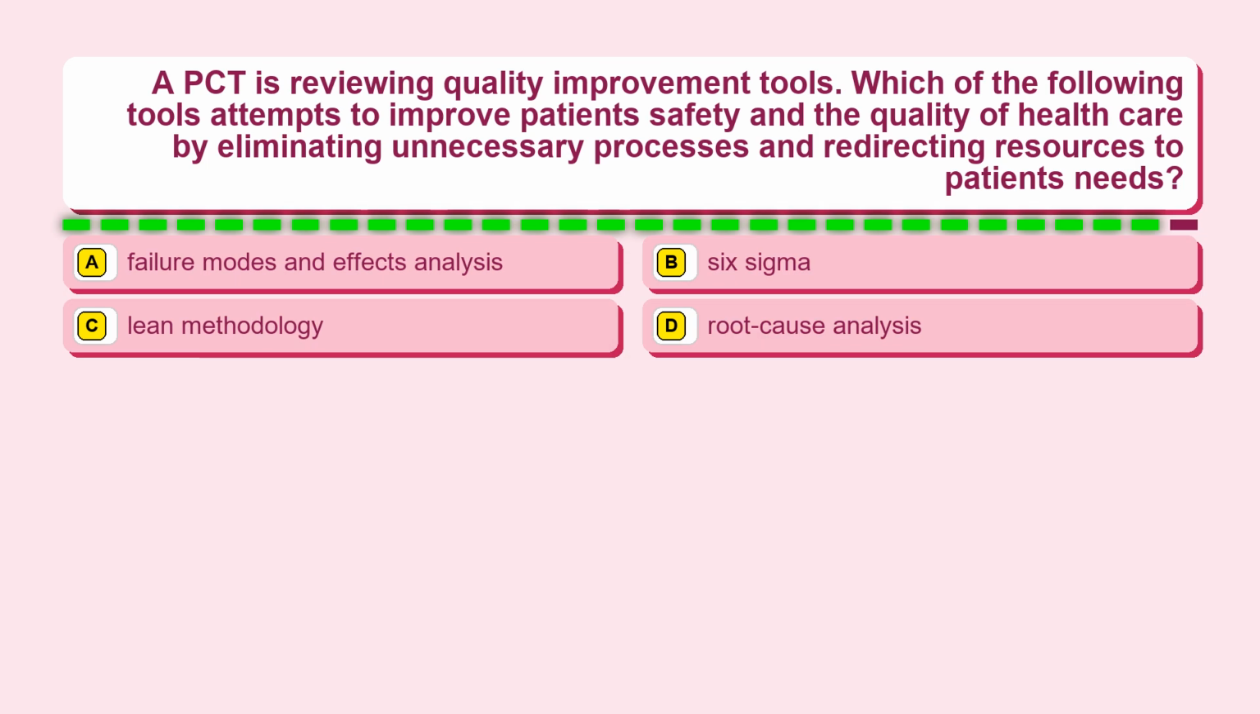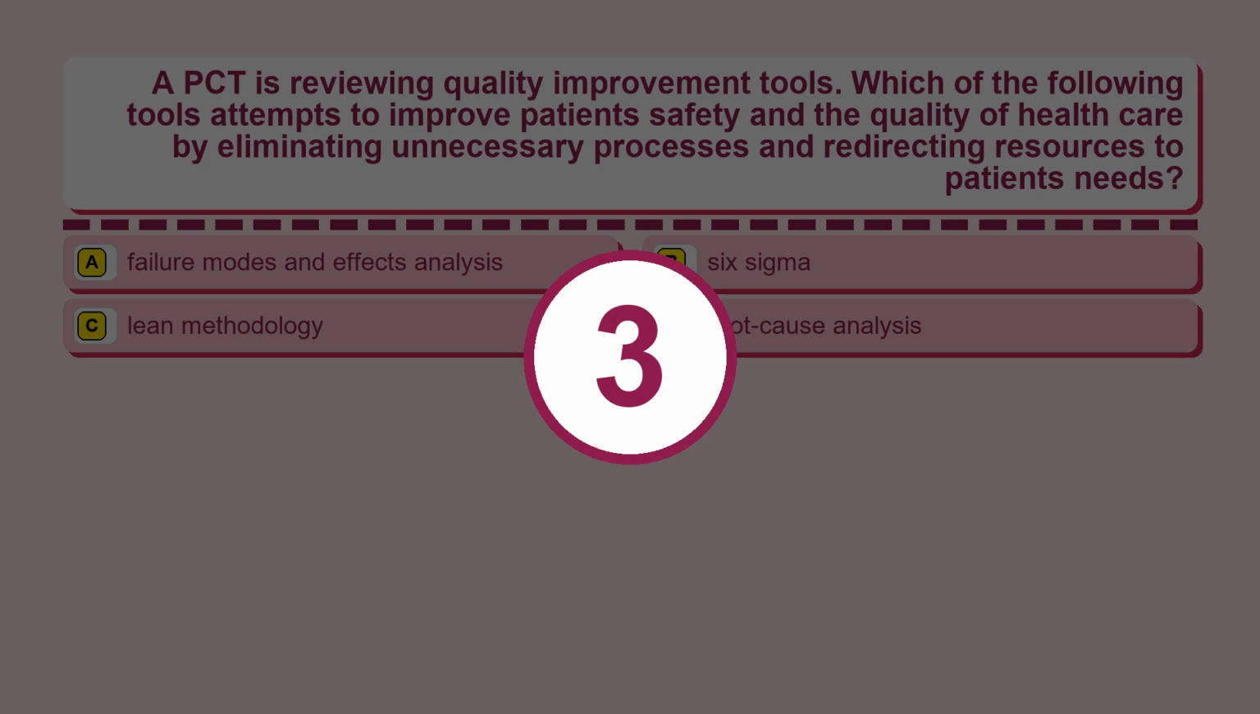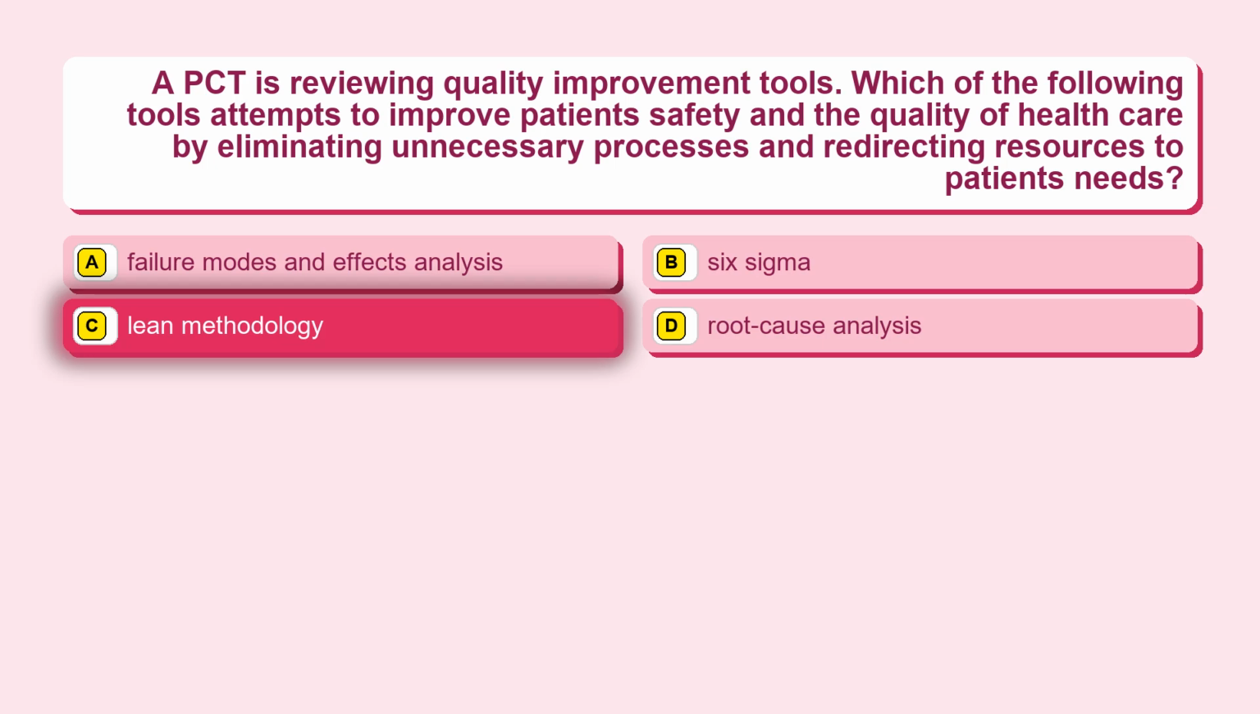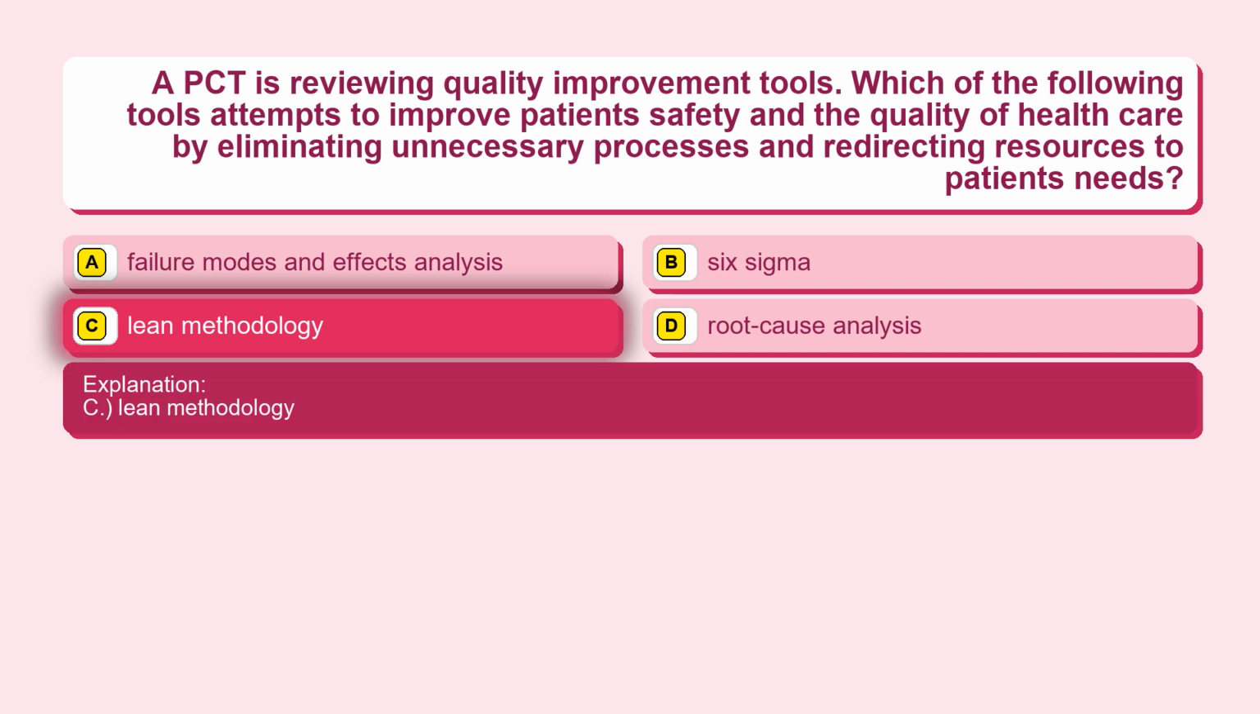Question 20. A PCT is reviewing quality improvement tools. Which of the following tools attempts to improve patient safety and the quality of health care by eliminating unnecessary processes and redirecting resources to patients' needs? Option A, failure modes and effects analysis. Option B, Six Sigma. Option C, lean methodology. Option D, root cause analysis. The correct answer is option C, lean methodology.